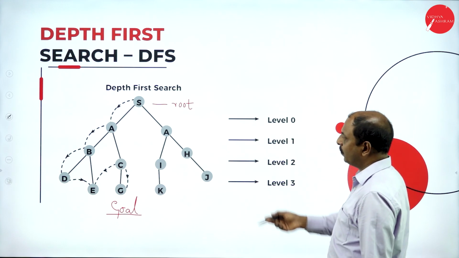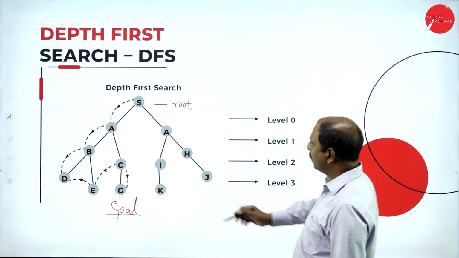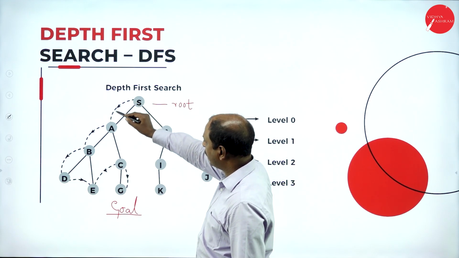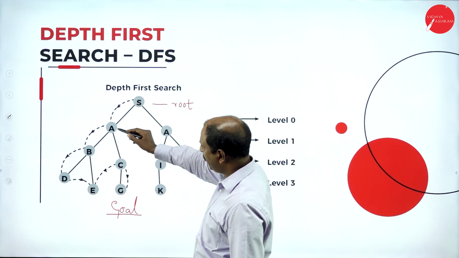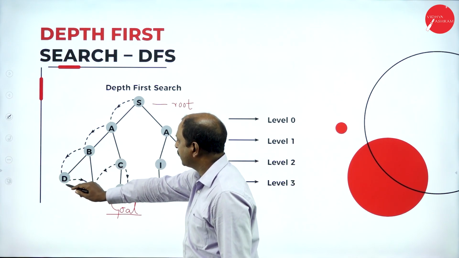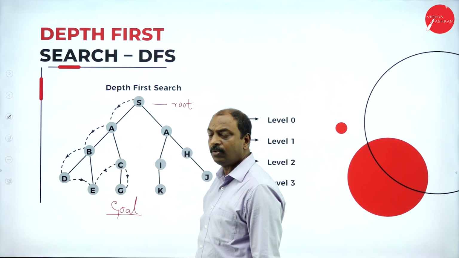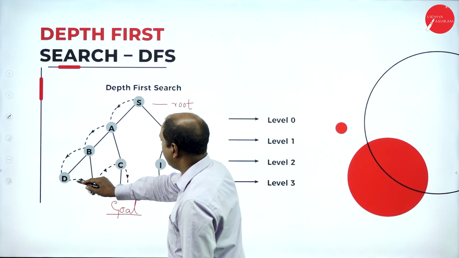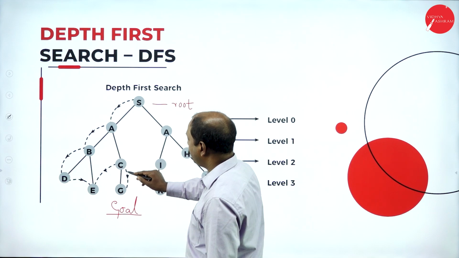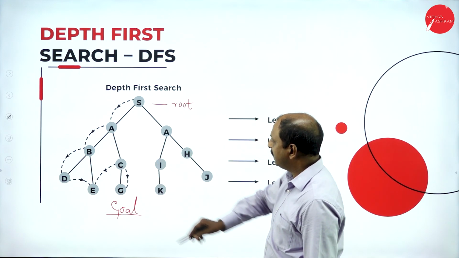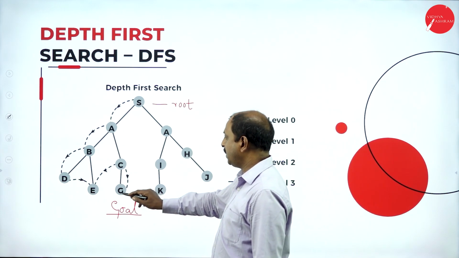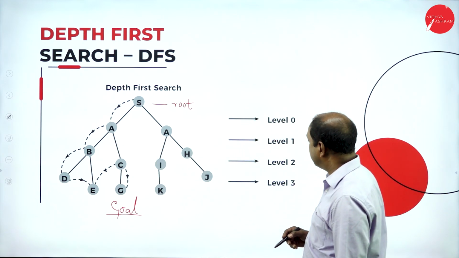So accordingly, if you take this example here, if I want to reach the goal G, first from S, it has to traverse to A, and from A to B, and B to D, and after that D. This is the last node, that is the leaf node, and from D to E, and E to C, and C to G. See, this is the path taken by this algorithm to reach the destination G or the goal node G.